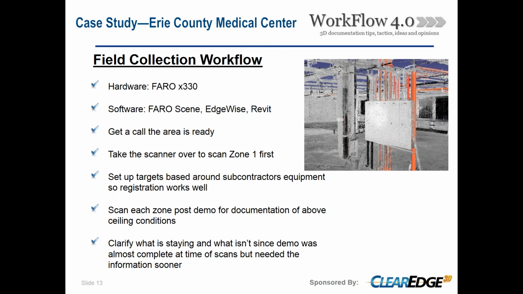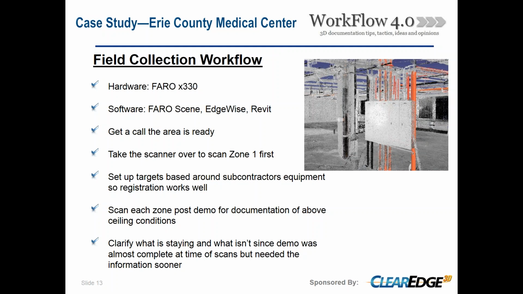We scanned Zone 1 first, which was part of the Universal Care Unit. We would set up the targets based around subcontractors' equipment or wherever we could find places to put it. Some of the areas were compromised because of large bins holding different equipment or tools, which was a bit of a challenge as well. Also, even though they were supposed to keep it fairly clean, there were piles of debris here and there. Luckily, we weren't doing flatness and levelness calculations, but in that case, we would have had a lot of problems with the calculations too.